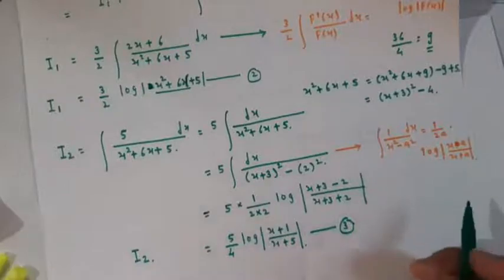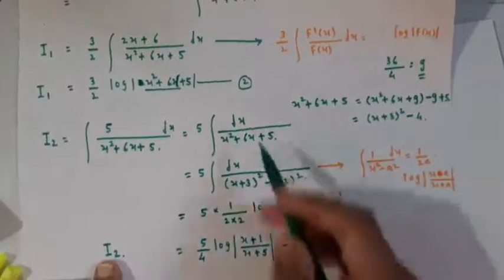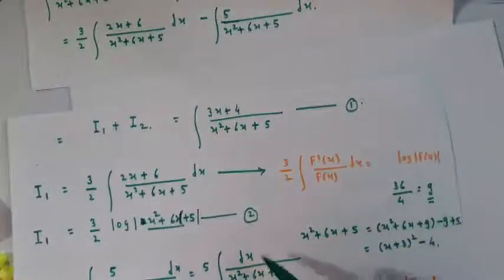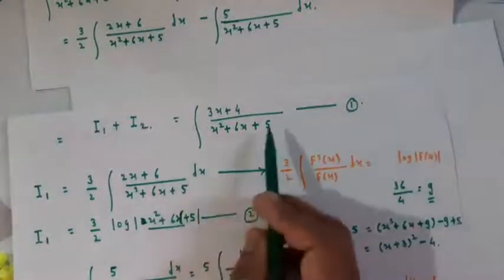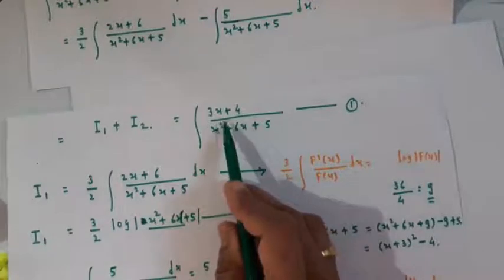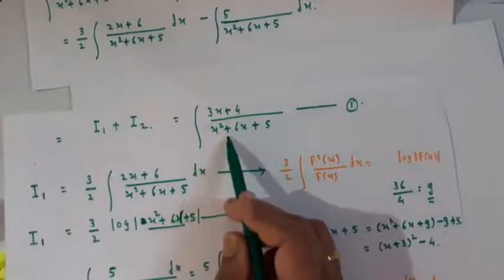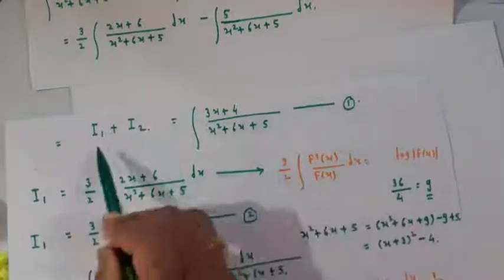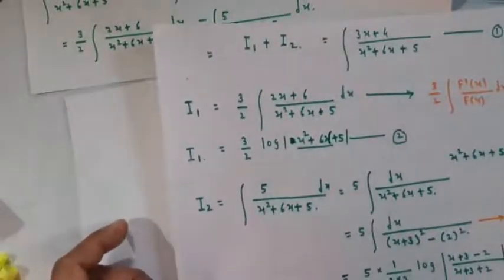So put the value of 2 and 3 in 1, we get. Put the value of 2 and 3 in 1, because 1 means integration of 3x plus 4 upon x square plus 6x plus 5 is I1 plus I2. Hence we have found out I1 and I2. Put the values, we will get.